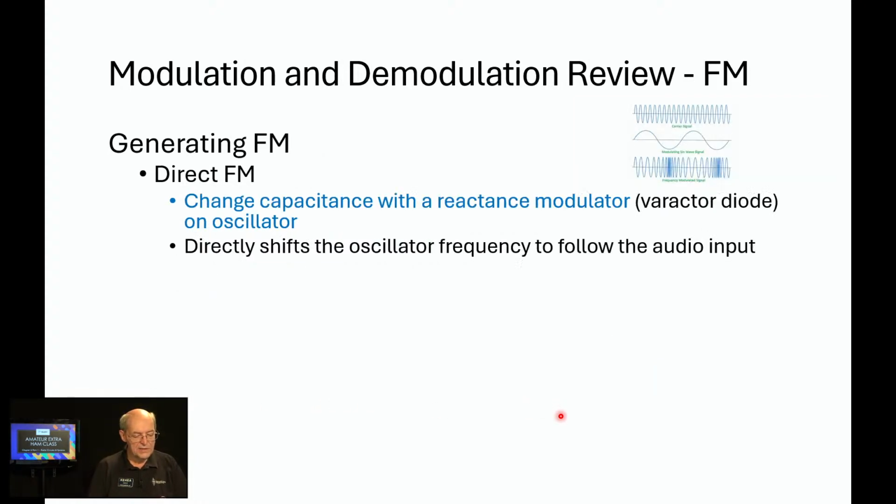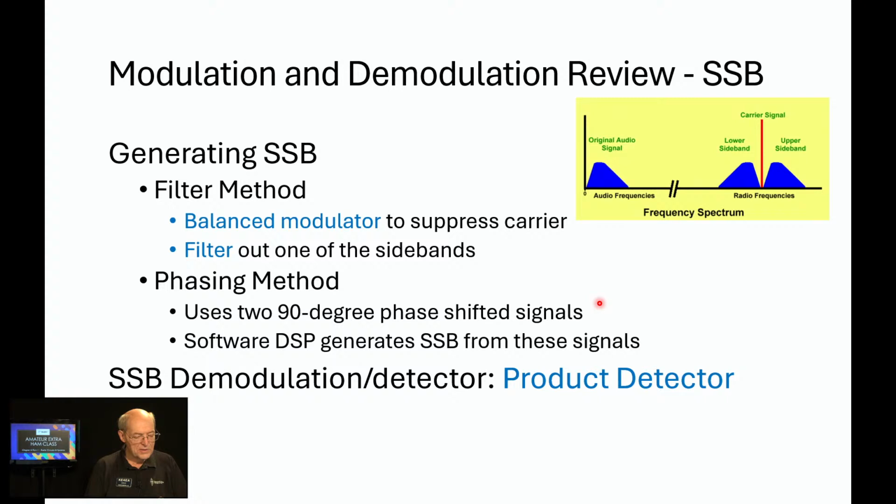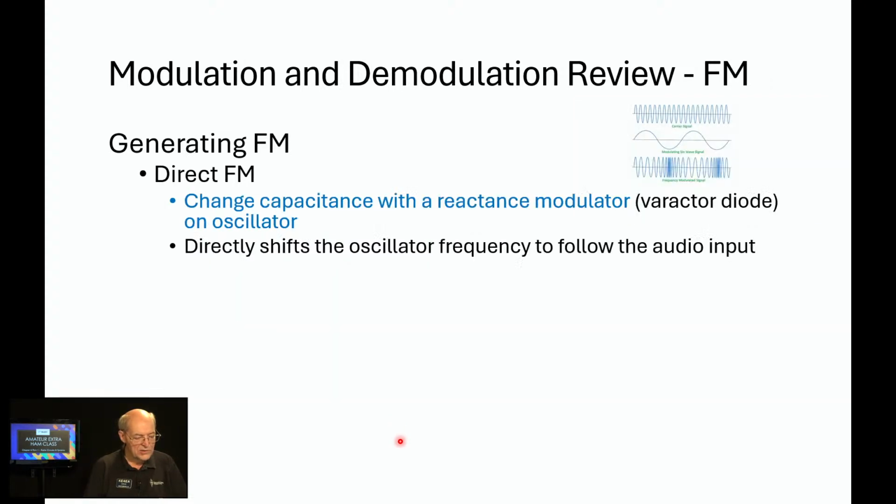Now the FM case, here's our FM diagram. We're going to change the capacitance with a reactance modulator, a varactor diode, of an oscillator. This is a review. We're repeating some things that we saw before, but now we're going to be relating them side by side, which I think will be a big help in answering the pool questions. So for FM, we're changing the capacitance with a reactance modulator, with both the direct FM and the indirect or phase modulation.